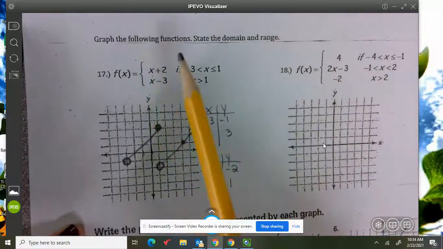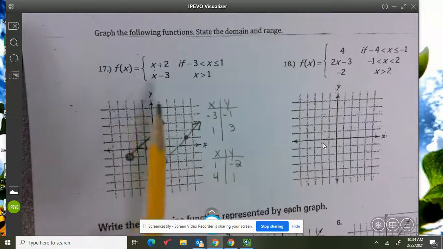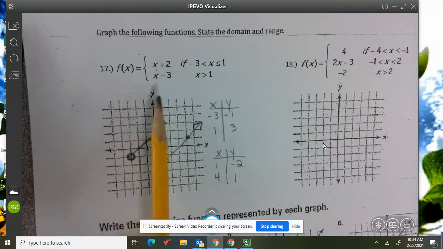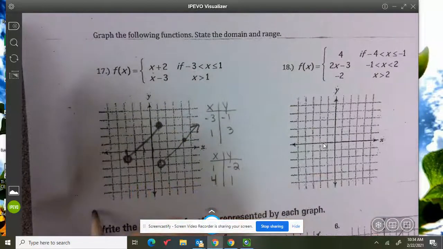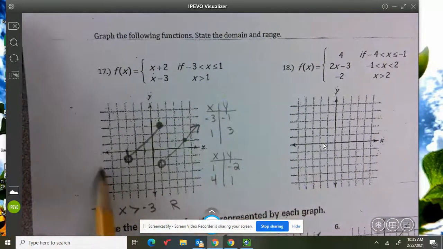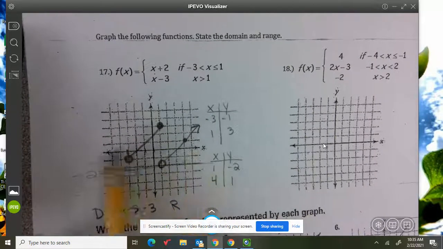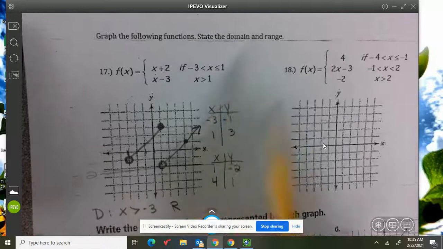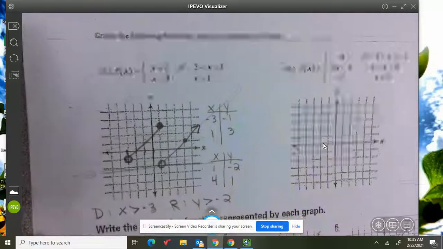So it says graph the following functions, state the domain and the range. Well, the domain was negative 3 to 1, 1 to infinity. So we started here and I have something the rest of the way. So we start at negative 3. So the domain X is greater than negative 3, and the range, our lowest value here was negative 2, and we have something forever. So we're just greater than negative 2. We don't actually equal it.